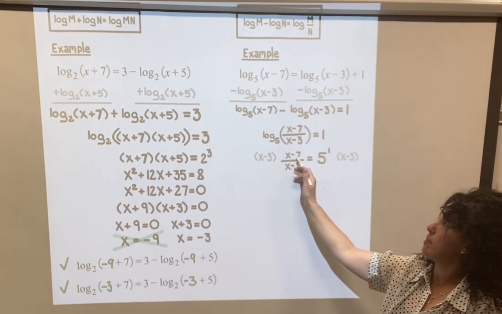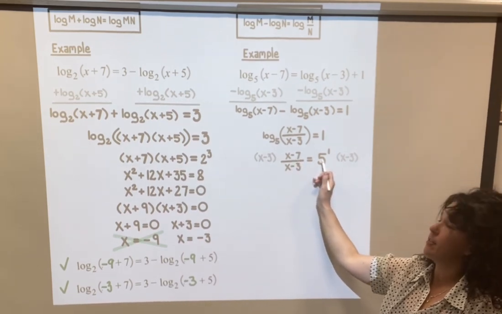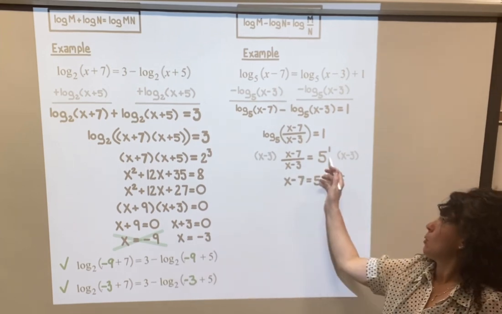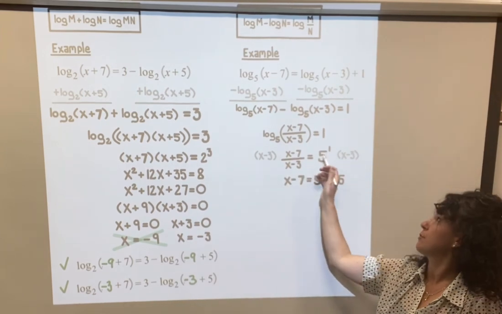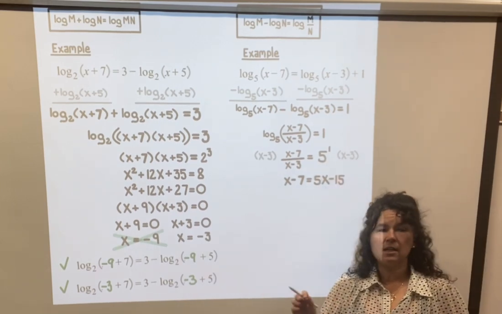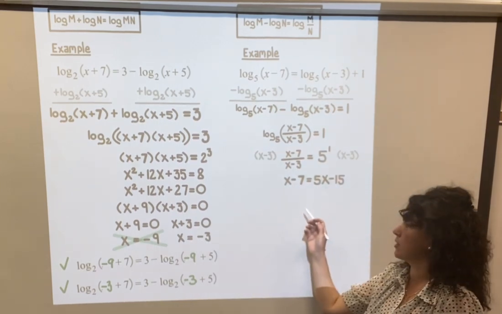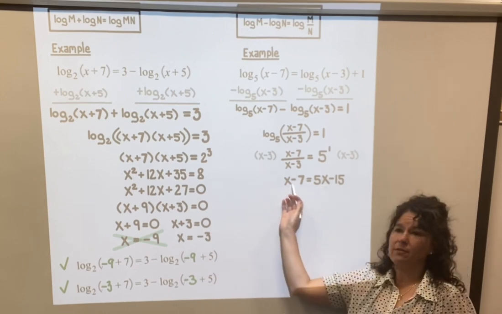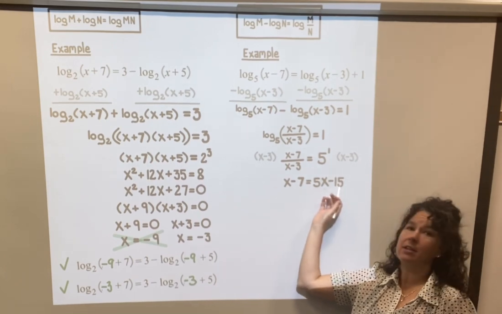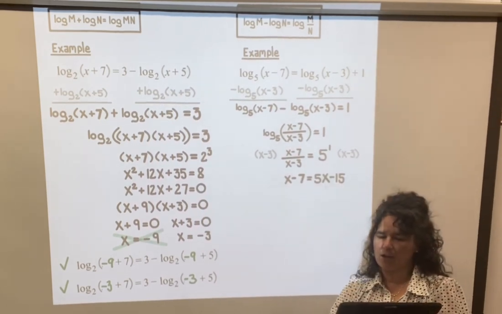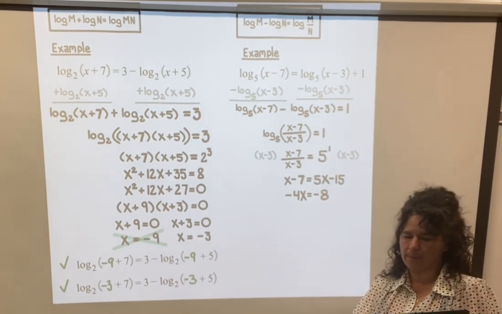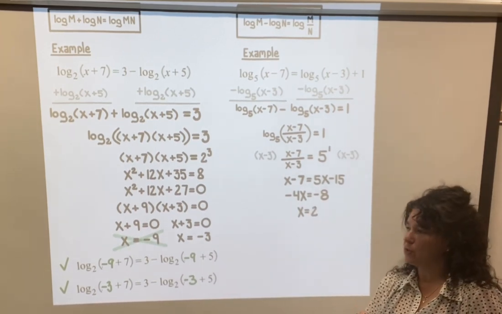Those cancel, leaving me with x minus 7. And on this side I have 5 times x minus 3. I went ahead and just distributed that. So 5 times x is 5x, and 5 times negative 3 is negative 15. Letters on one side, numbers on the other. So I'm going to subtract 5x, giving me negative 4x on the left. Add 7, and that gives me negative 8 on the right. Divide both sides by negative 4, and I get positive 2.